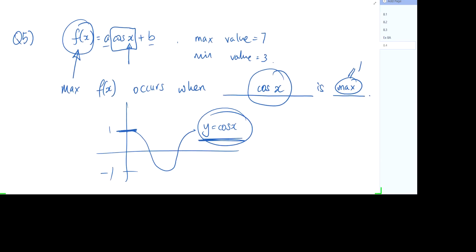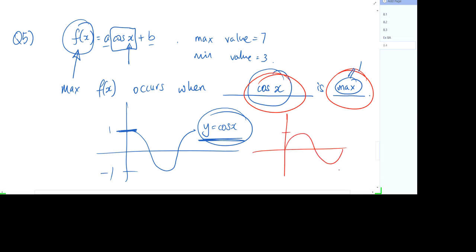Okay, so maximum value of cosine x. All of you must be able to tell me, what is the maximum value of cosine x? All say together, come on. Maximum value of cosine x is 1. Minimum value of cosine x is? Okay, maximum value of sine x is? Okay, 1. Minimum value of sine x is? Why are you not sure? What is the minimum value of sine x? Negative 1. We just need to draw the graph and we know it. This is 1, this is negative 1. This is for y equals sine x.